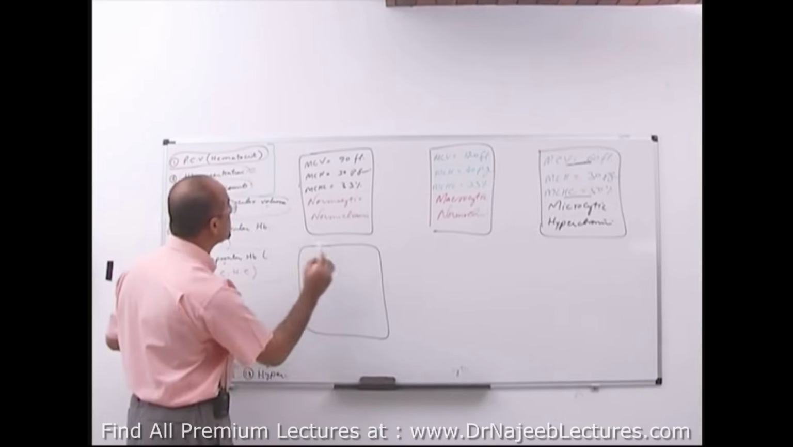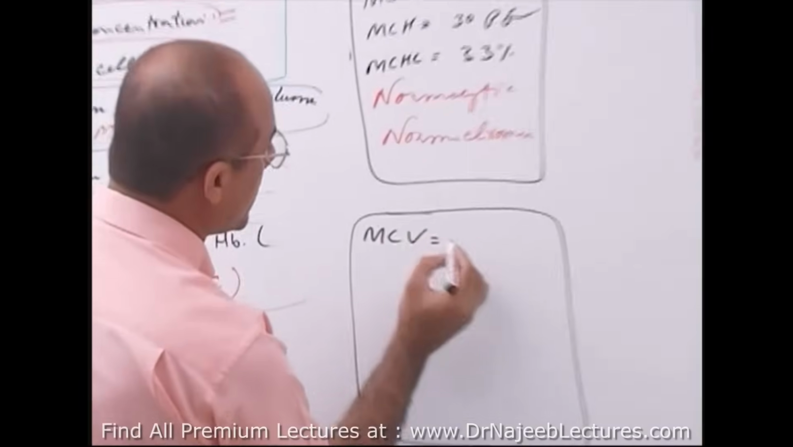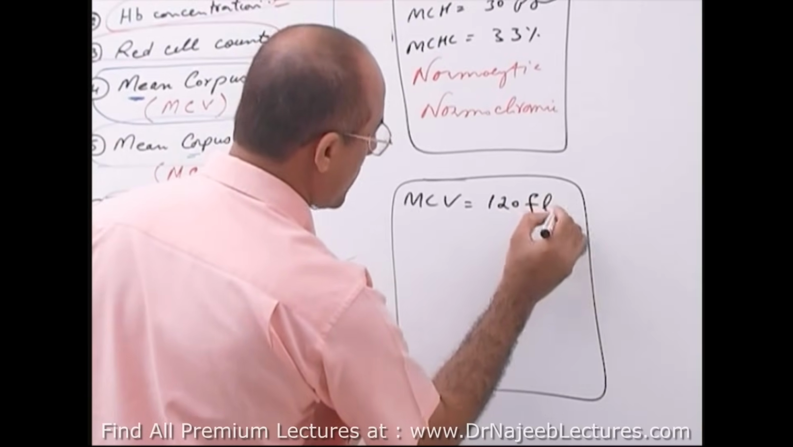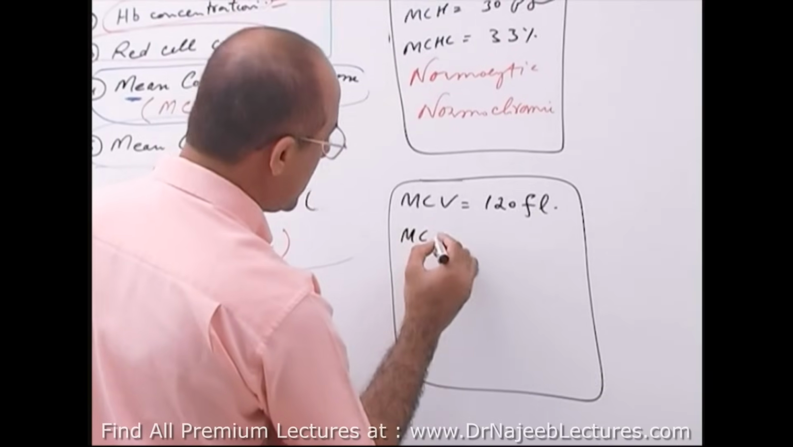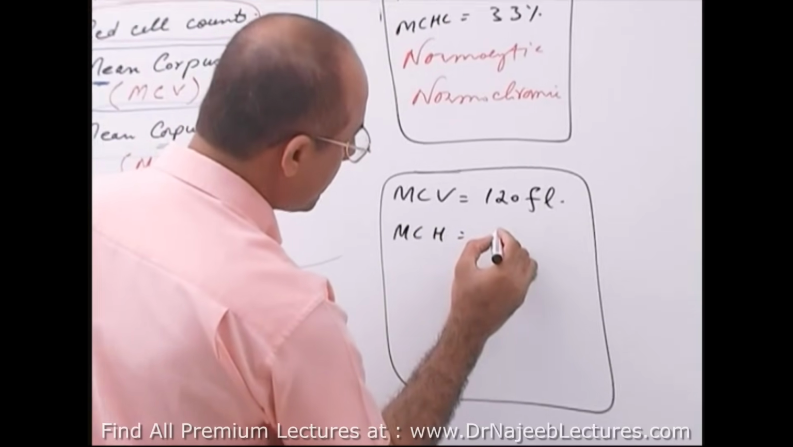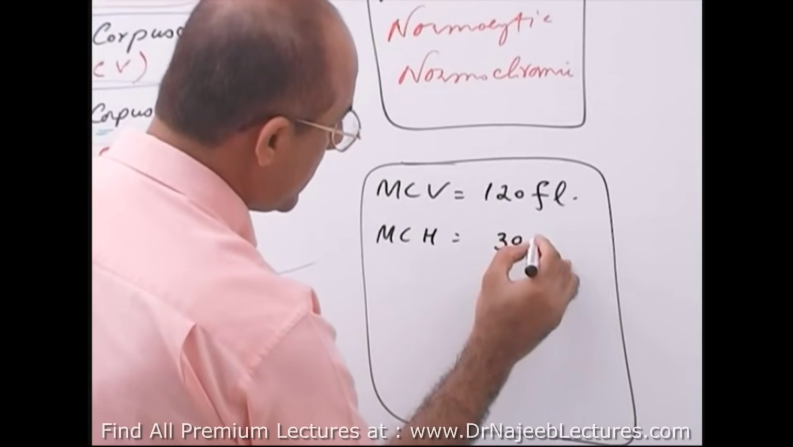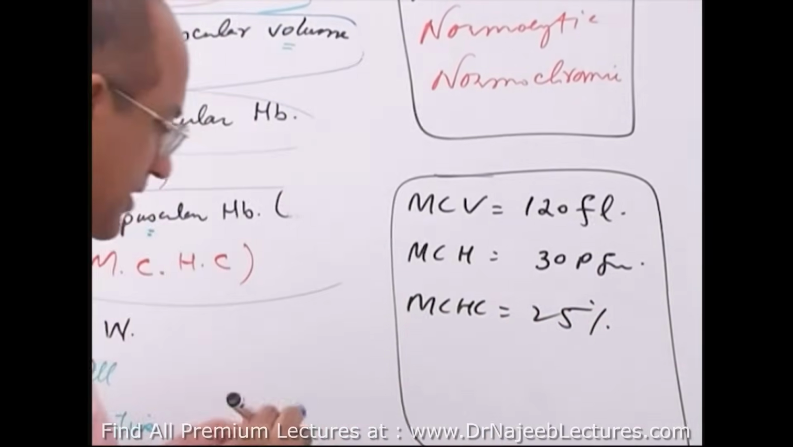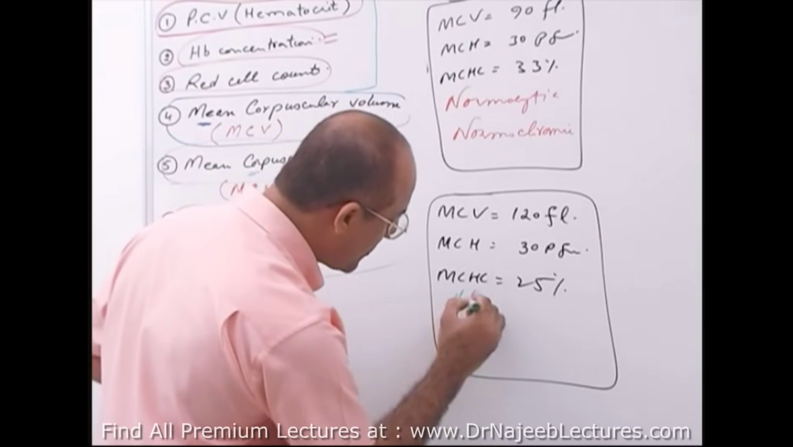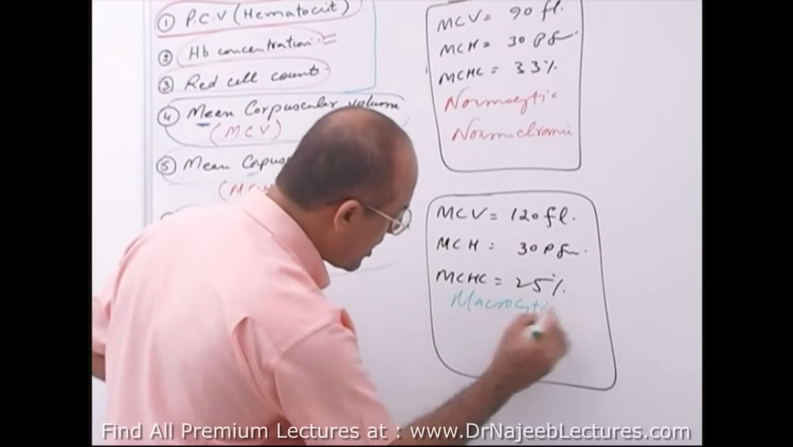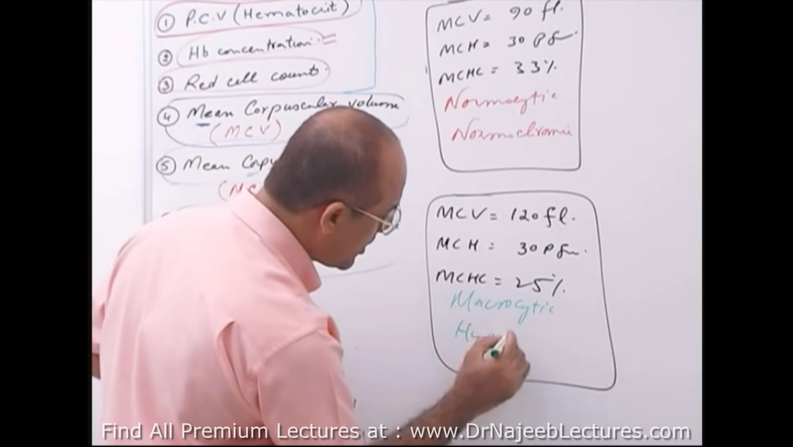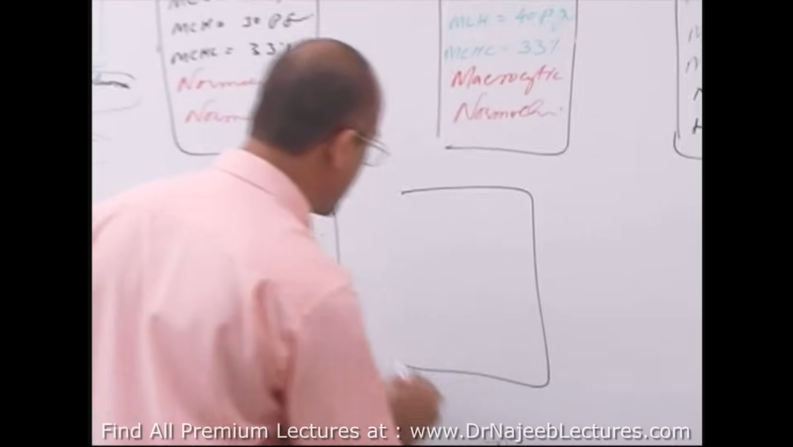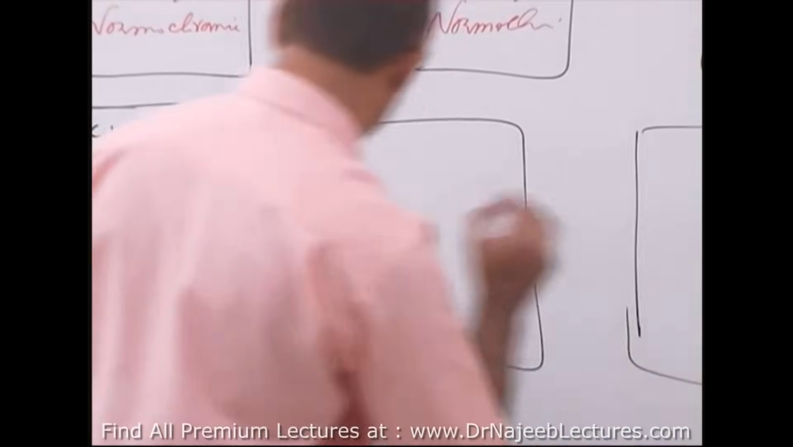There is another report that comes to you. Mean corpuscular volume is 120 femtoliter. Mean corpuscular hemoglobin is 30 picogram, and mean corpuscular hemoglobin concentration is 25%. What is it? Macrocytic hypochromic. Good. And we'll make a total of 6 studies. If you can do all of them, I'll be really impressed by you.